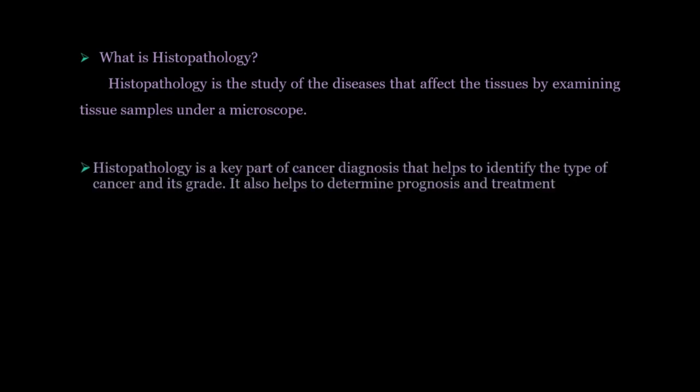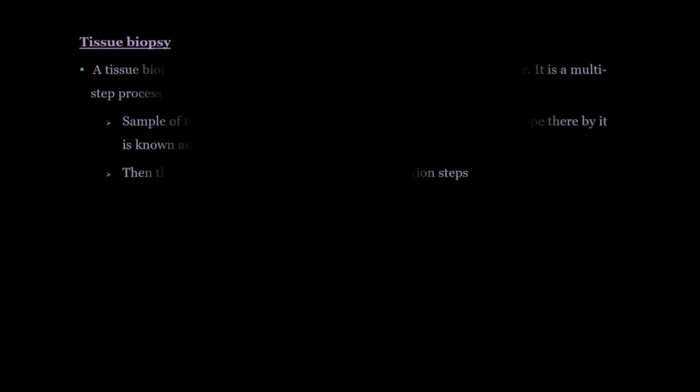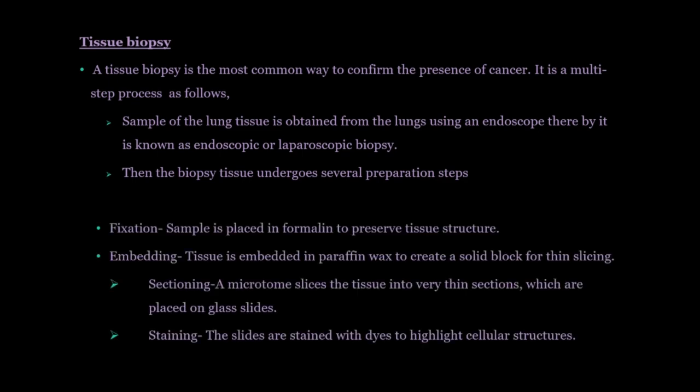So what is histopathology? It is a study of the diseases that affect the tissues by examining tissue samples under a microscope. It is the key part of cancer diagnosis that helps to identify the type of cancer and its grade. Histopathology mainly concerns tissue biopsy and microscopic examination. A tissue biopsy is the most common way to confirm the presence of cancer, where a sample of lung tissue is obtained from the lungs and sent through several preparation steps such as fixation, embedding, sectioning, and staining.